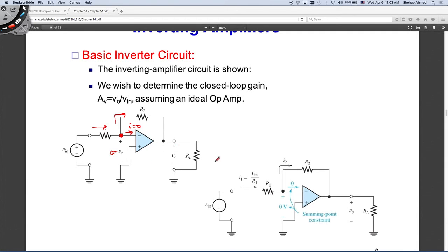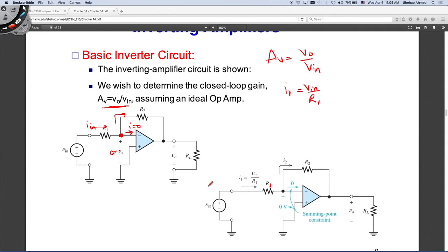And if we apply this and we see what we have here, we want to calculate V output over V input. This is our goal. The gain AV is V output over V input. So we want to find the relationships that tie these two together. So let's do this. What is the input current equal to? This input current, I input or I1 as they call it, is equal to V in over R1. This is R1.